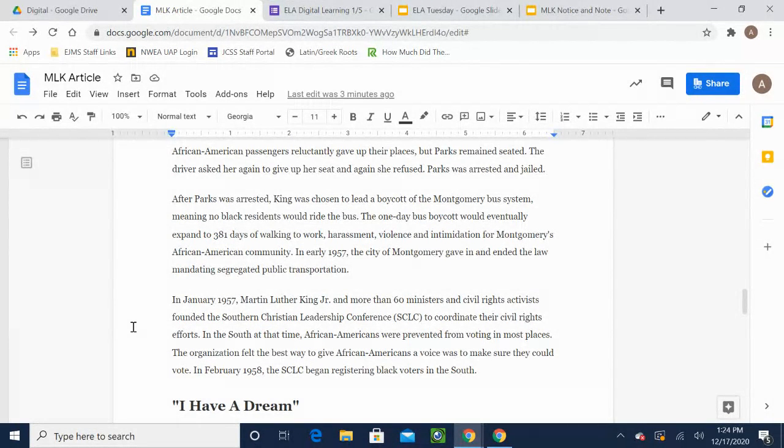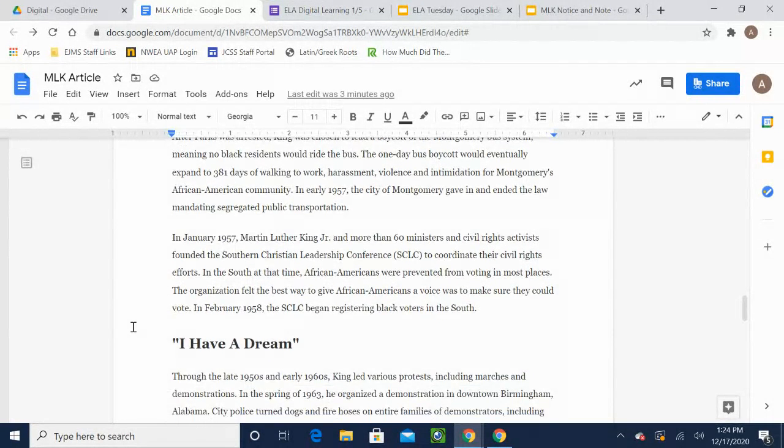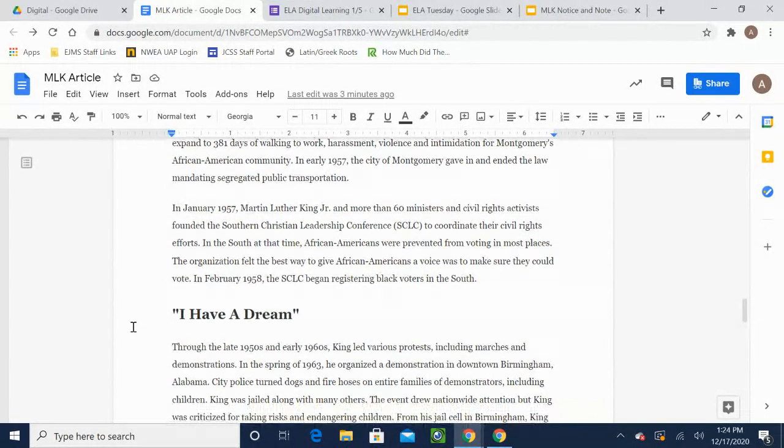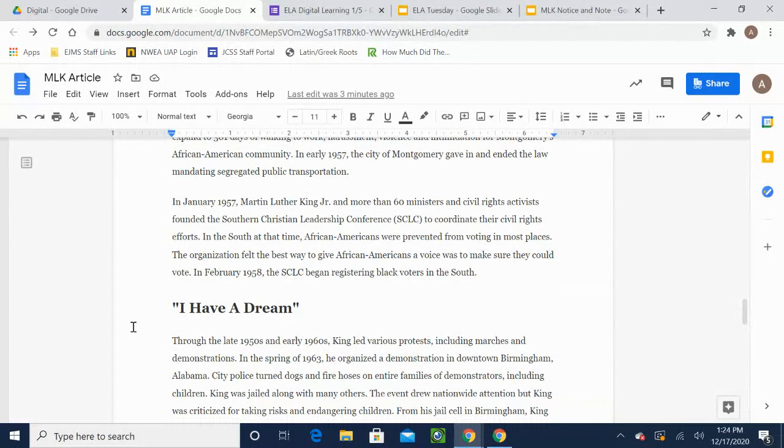After Parks was arrested, King was chosen to lead a boycott of the Montgomery bus system, meaning no Black residents would ride the bus. The one-day bus boycott would eventually expand to 381 days of walking to work, harassment, violence, and intimidation for Montgomery's African American community. In early 1957, the city of Montgomery gave in and ended the law mandating segregated public transportation.